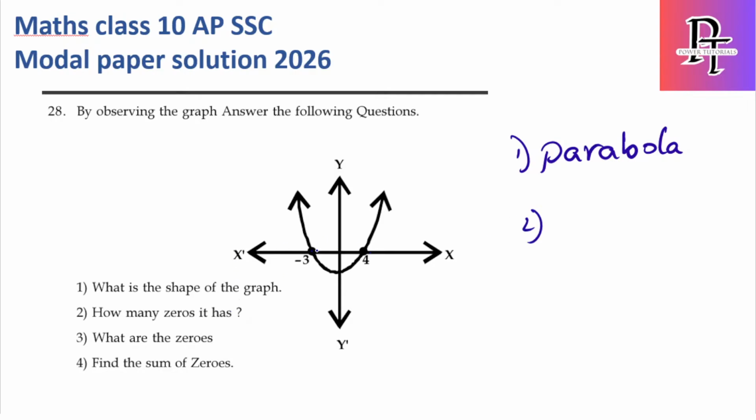Okay, second, how many zeros does it have? It has 2 zeros because it is touching the x-axis at 2 points. So 2 zeros. What are the zeros? The zeros are minus 3 and 4. And the fourth one: what is the sum of zeros? Just add these two: minus 3 plus 4. The answer is 1. So the sum of zeros is 1. So the answers are parabola, 2, minus 3, 4, and 1.